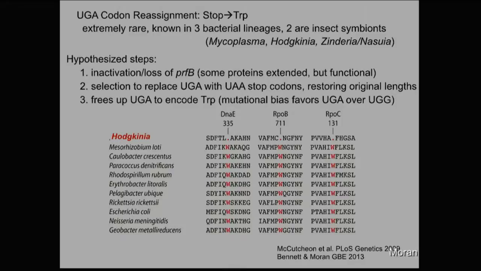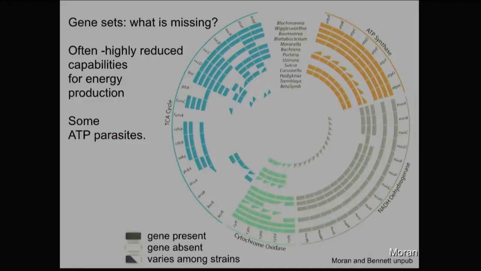And probably this results from initially the loss of release factor 2, this PRFB. That's deleterious, right? I mean, losing the release factor that recognizes one of the stop codons is a bad thing because the proteins will be too long, but it could be functional. I mean, they're already barely functioning. They're within the host, they're sort of protected. Of course, then there'll be selection immediately to replace the UGA stop codons with UAA stop codons. And then that frees up UGA to encode tryptophan. And so there's only one other case in mycoplasma where this has happened in bacteria. It also has a small genome.